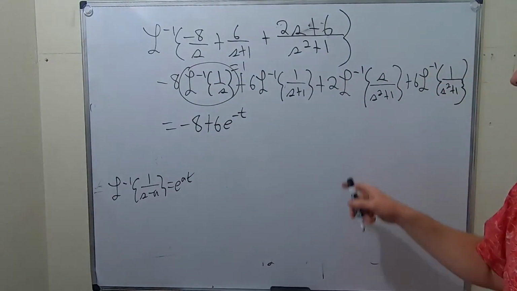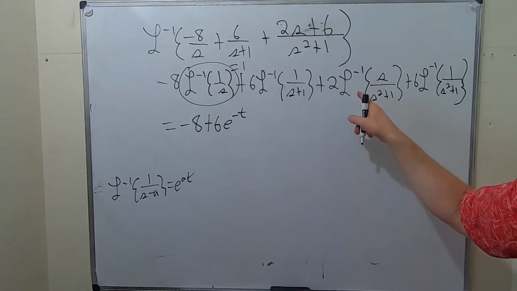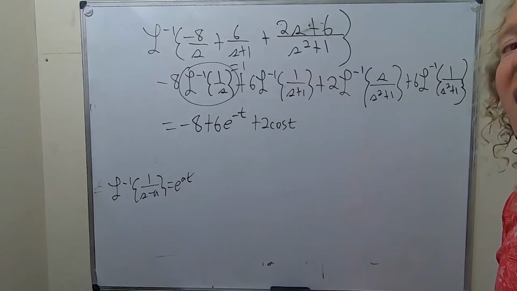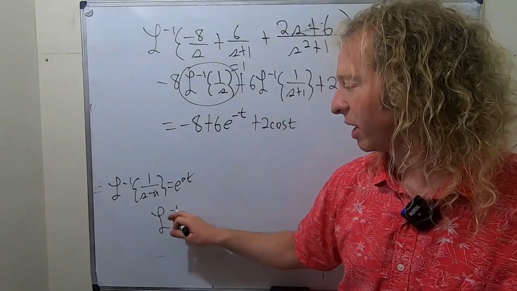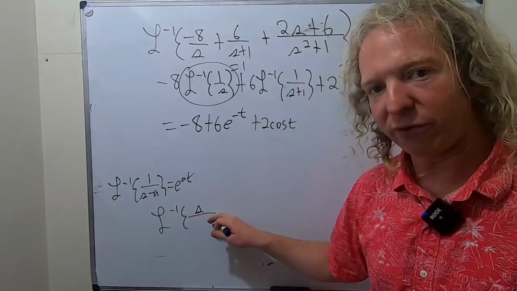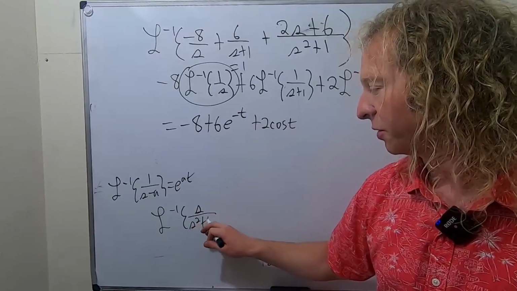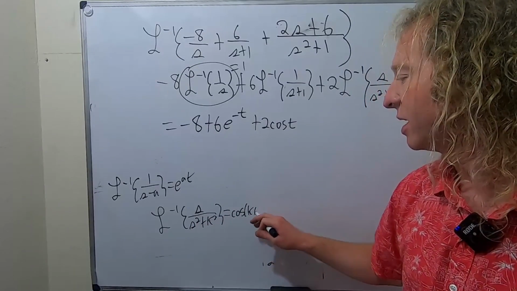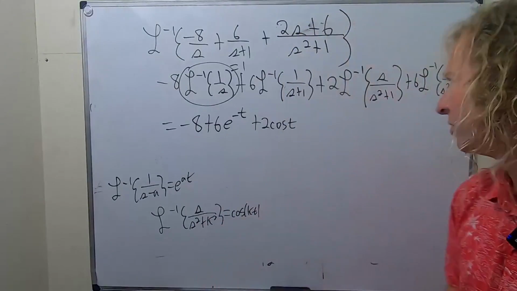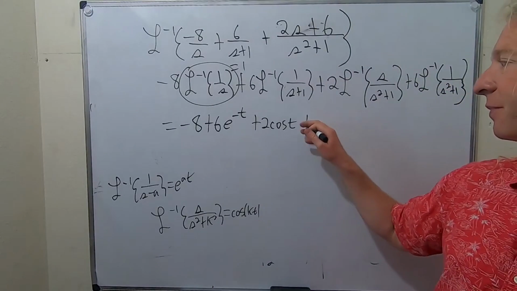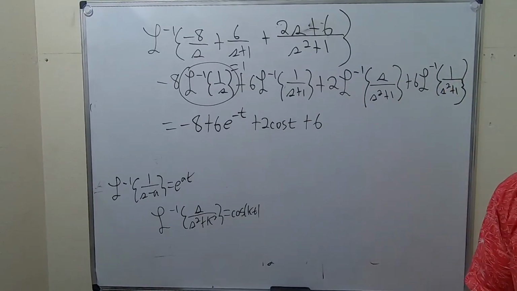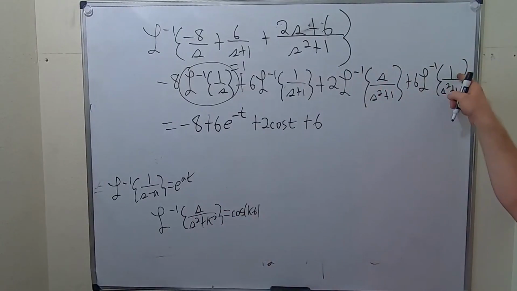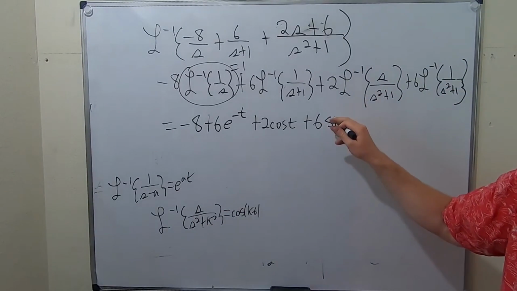It's a formula. This one is a cosine. This is 2 cosine t. How do I know that? Cosine has the s. The inverse Laplace of s over s squared plus k squared is equal to cosine kt. Just memorize it as cosine has the s, and you'll get it every time, plus 6. And this one is a sine. Sine has the k. So if I put a k here, this becomes sine kt. So k is 1. So this is 6 sine t.